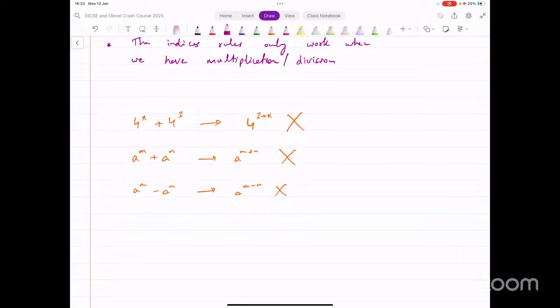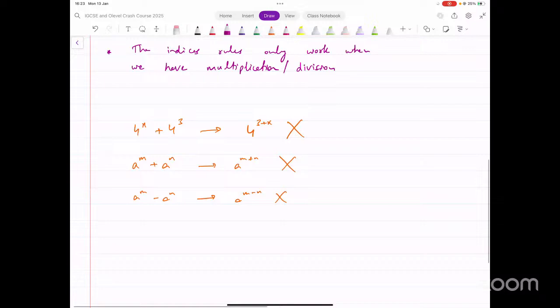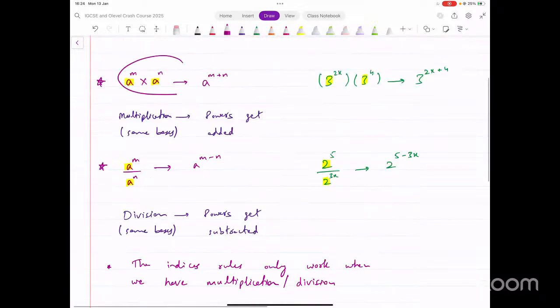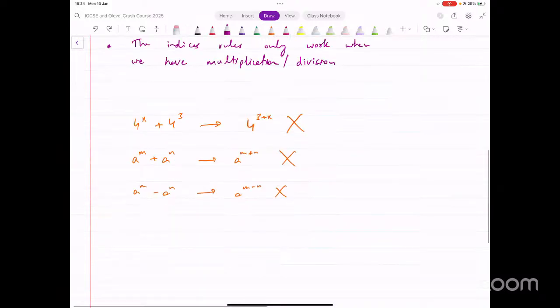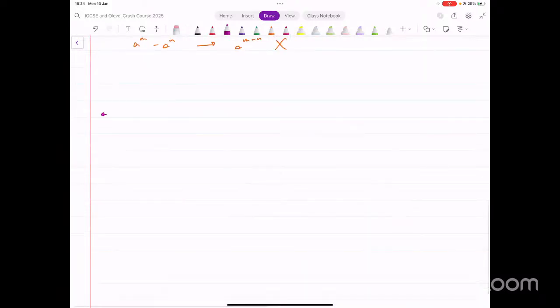Okay, now let's move on to the next one. So these are two similar rules. In multiplication, when bases are the same, powers get added. And in division, when bases are the same, powers get subtracted. Let's move on to the next one. It looks like this. If you have something like a raised to power m divided by a raised to power n, we already talked about this, in fact.